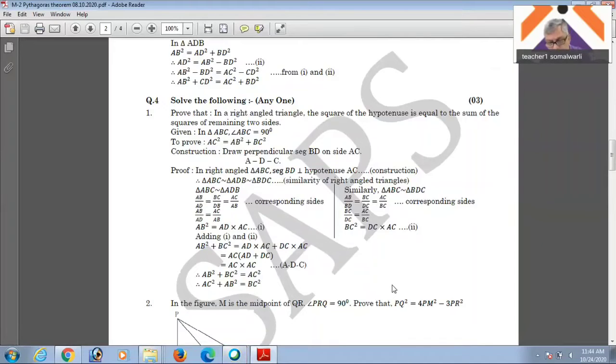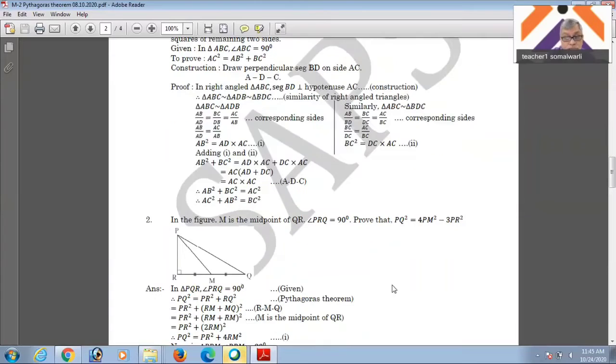This is the second equation. Now, what are we to prove? AB square plus BC square. So we will add equation 1 and equation 2. By adding equation 1 and equation 2, we get AB square plus BC square is equal to AD into AC, that is from 1, plus DC into AC, that is from 2. Now, AC is common, and AD plus DC, if you observe the diagram, becomes AC. Therefore, AC into AC becomes AC square, and therefore we can prove AC square plus AB square is equal to BC square. In this way, we can prove the Pythagoras theorem by using the similarity of triangles.